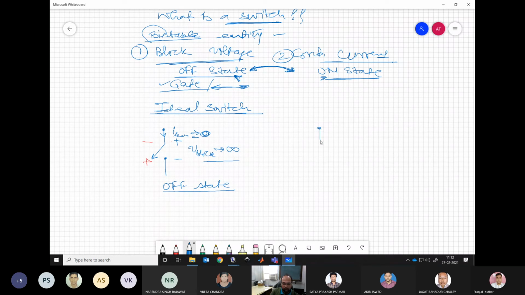Now, in the on state, it can conduct any amount of current, and there is no voltage drop when it is conducting. Let's say in that on state, the voltage drop across the switch is zero and it is conducting any amount of current. And this conduction can happen in both the directions. So it has bidirectional voltage blocking capability and bidirectional current conduction capability.